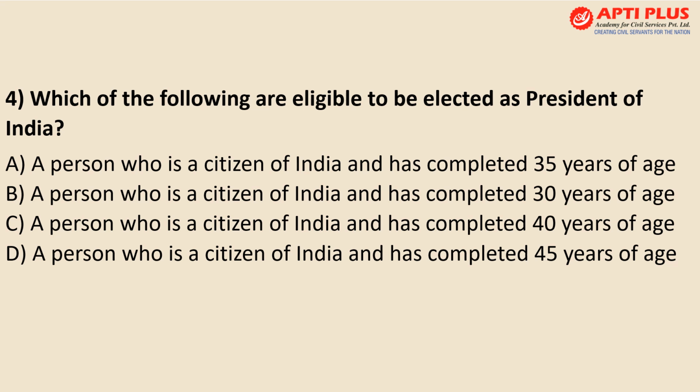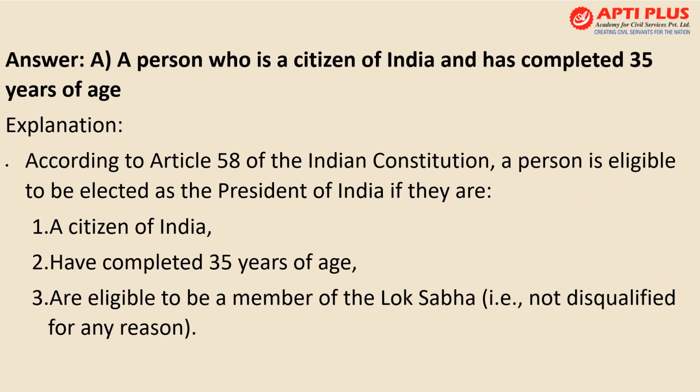Moving on, which of the following are eligible to be elected as the President of India? A. Person who is a citizen of India and has completed 35 years of age. B. Person who is a citizen and has completed 30 years. C. Person who is a citizen of India and completed 40 years of age. D. Person who is a citizen and has completed 45 years of age. So your answer is a person who is a citizen and has completed 35 years of age.